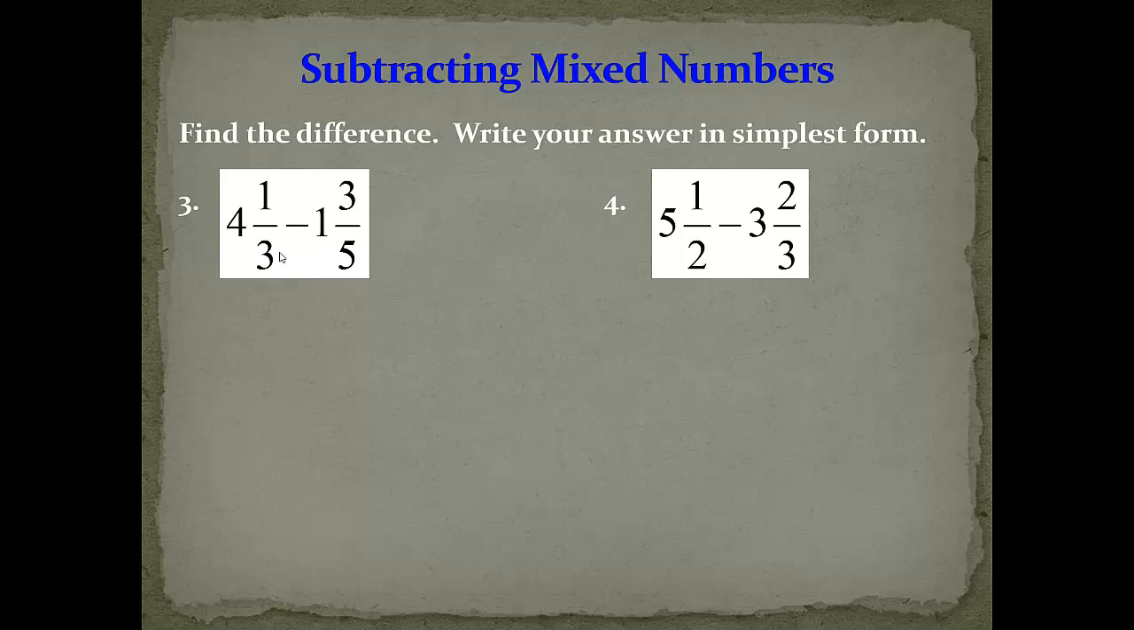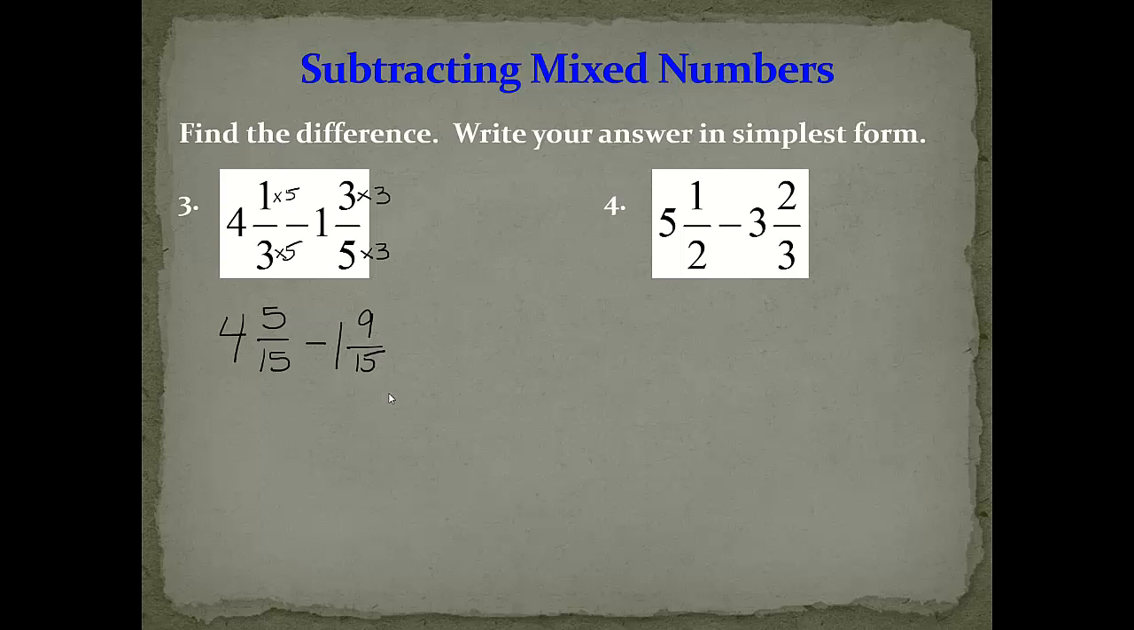So for our first fraction, we're going to multiply by 5. So we have 4 and 5/15. And then for our second fraction, we will multiply by 3. So now we have 1 and 9/15. When we look at this now, we have to subtract our fractions. We have 5/15 minus 9/15. Just like our other problems, we are not able to do 5 minus 9.